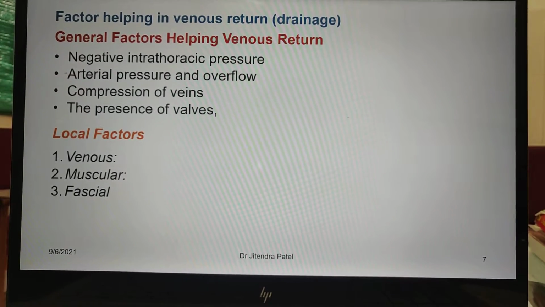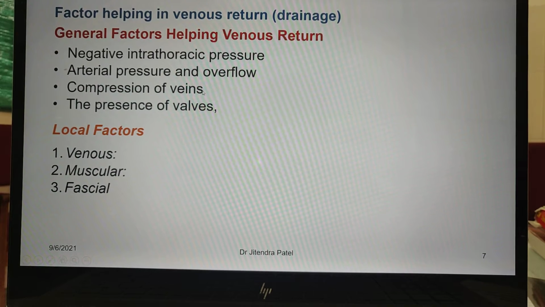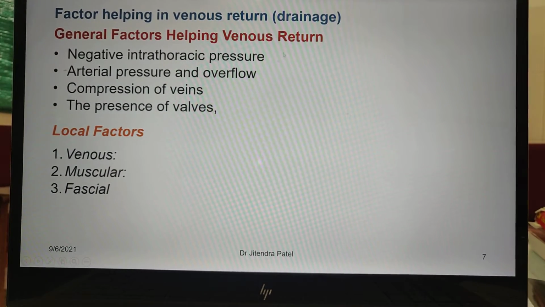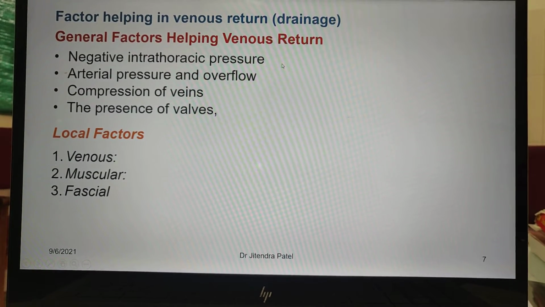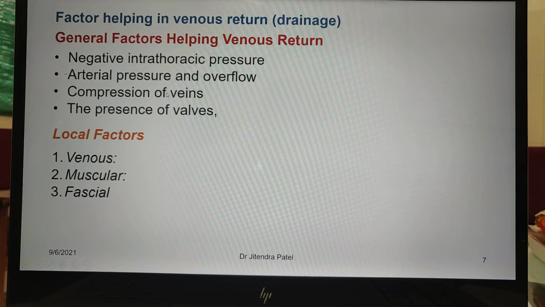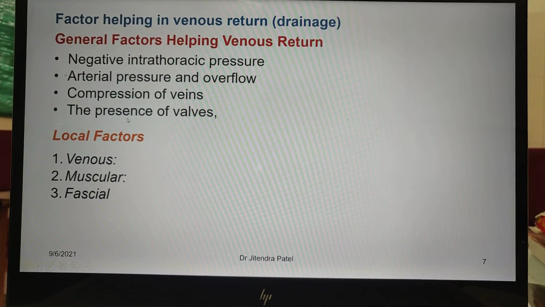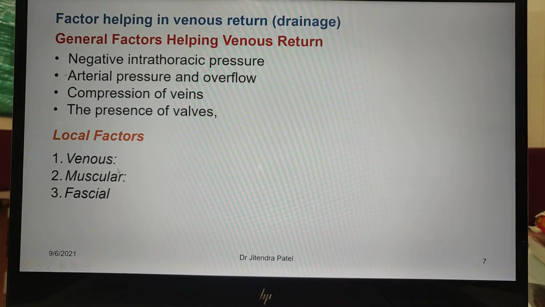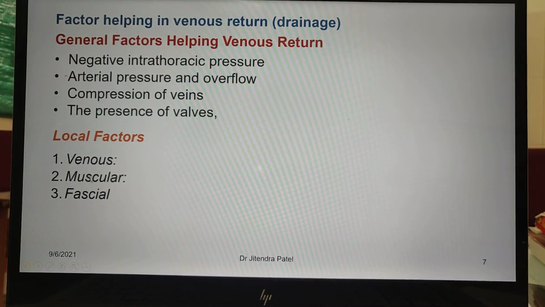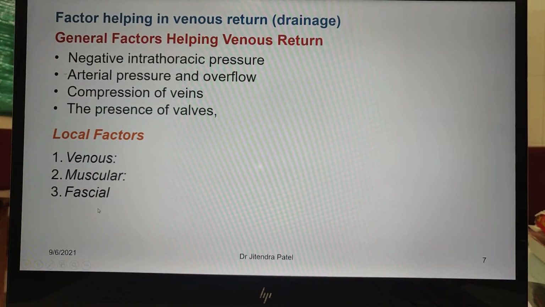Factors helping venous return against gravity. The general factors which help venous return are negative intrathoracic pressure, so the pressure always goes from positive to negative, arterial pressure and overflow, compression of the veins, and presence of valves. Local factors for venous return in the leg are venous muscular contraction and the deep fascia.